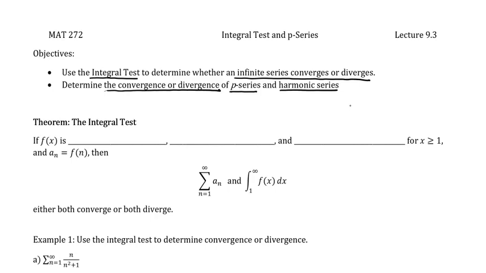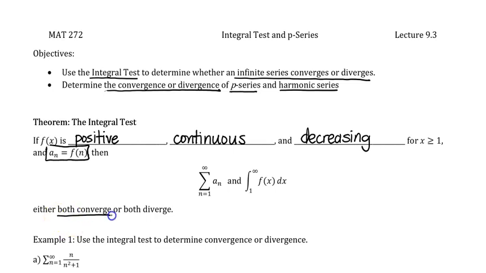The integral test tells us that if we have a function that meets the following criteria, it is positive, it is continuous, and it is decreasing for all x values that are greater than or equal to 1, and we let the function be the same as our sequence inside of the series, the theorem concludes they either both converge or they both diverge.